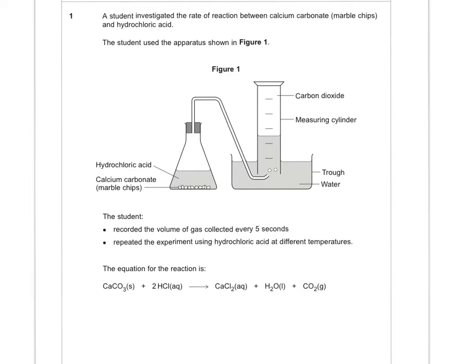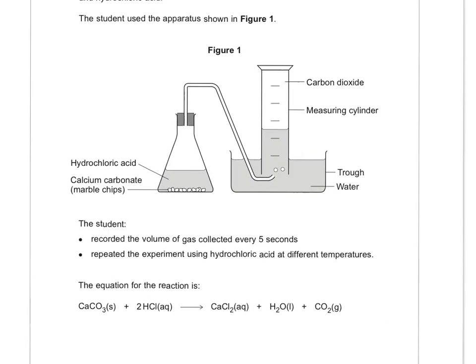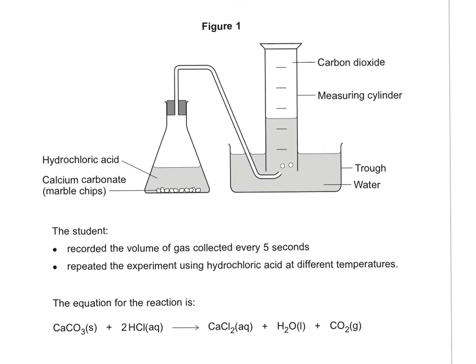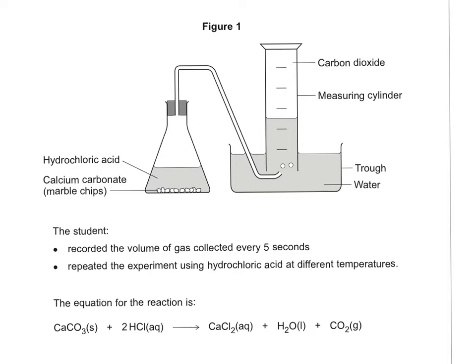Question 1. A student investigated the rate of reaction between calcium carbonate, marble chips, and hydrochloric acid. The student used the apparatus shown in figure 1. So, have a look at this figure quite carefully. We've got a conical flask that contains calcium carbonate or marble chips and the hydrochloric acid. There's then a bung and a delivery tube that goes into a water trough and up into a measuring cylinder. And then we can see that the gas that's being collected is carbon dioxide.